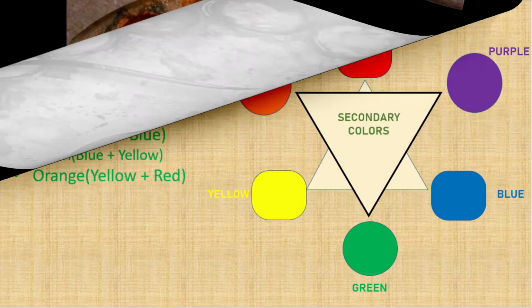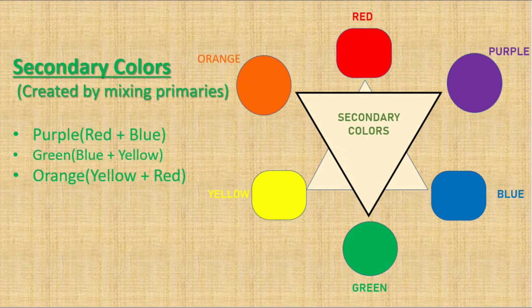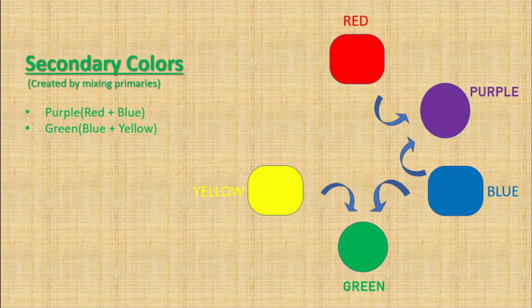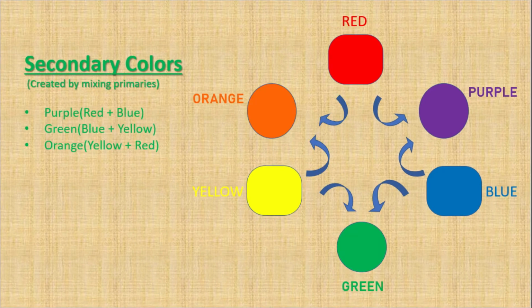This way, we get another color, also known as secondary color. Mixing red plus blue gives us purple. Mixing blue plus yellow gives us green. Mixing red plus yellow gives us orange.